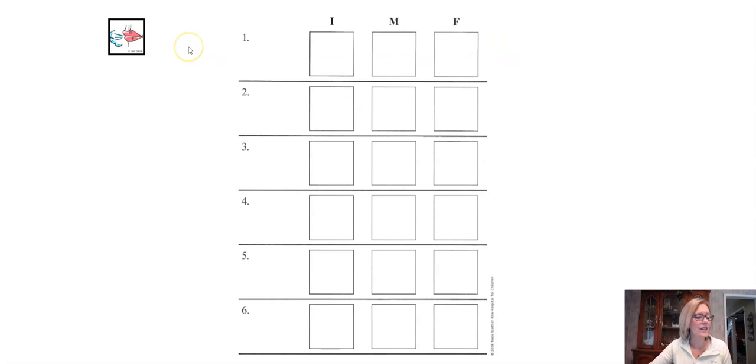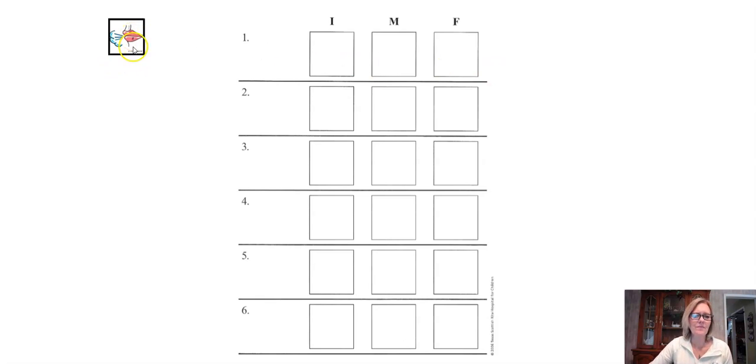So I'm going to say a word and you're going to need your lip puffer picture. So get it out. You're going to need your page that looks just like mine. It says IMF and it's laminated. So get it out. If you have to take a few minutes to do that, pause the video and then come right back. All right, let's go ahead and get started.